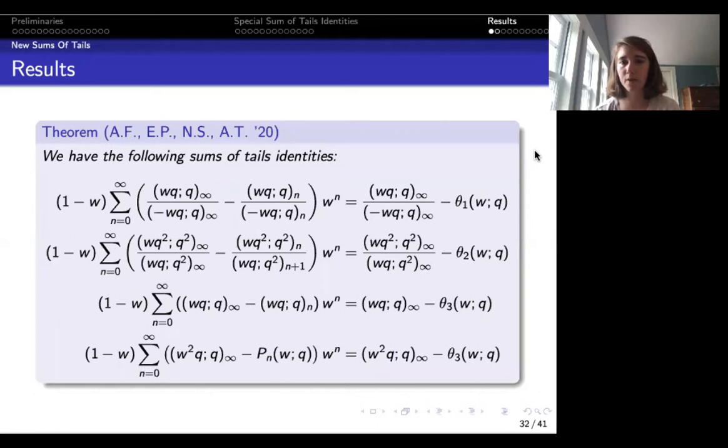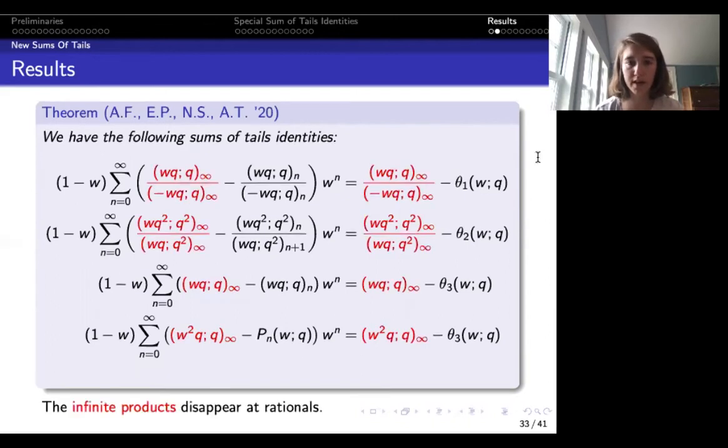My name is Lizzie Pratt, and I'm going to discuss our results. So first of all, we have these 4 new two-variable sums of tails identities that we found this summer. Now for the first 3, it's fairly clear to see that we're summing over the difference between a finite product and its infinite counterpart. So they're indeed sums of tails. And then for the 4th one, it involves this Pn of WQ, which is a certain combinatorial generating function that we're not really going to get into for the sake of brevity, but it does have W squared QQ infinity as its infinite counterpart. So great. Now we have these new sums of tails, and our next question is, can we use them to find quantum Jacobi forms?